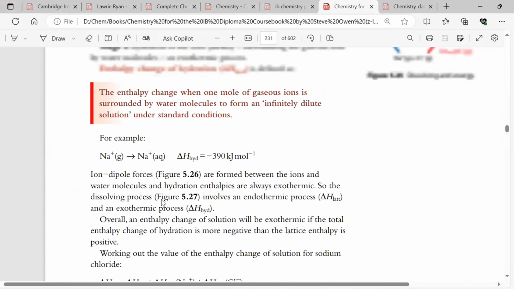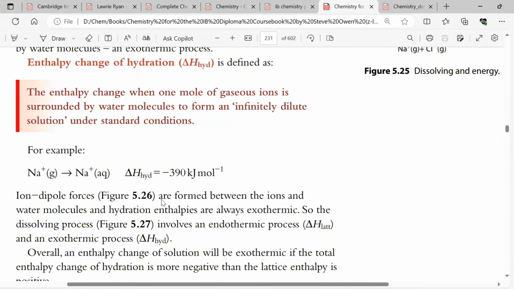Whenever we say enthalpy of solution or enthalpy of hydration, always remember to look for where 1 mole is given in the equation. This is very important. You cannot change the 1 mole. 1 mole of the gaseous ions is surrounded by water molecules to form an infinitely dilute solution.